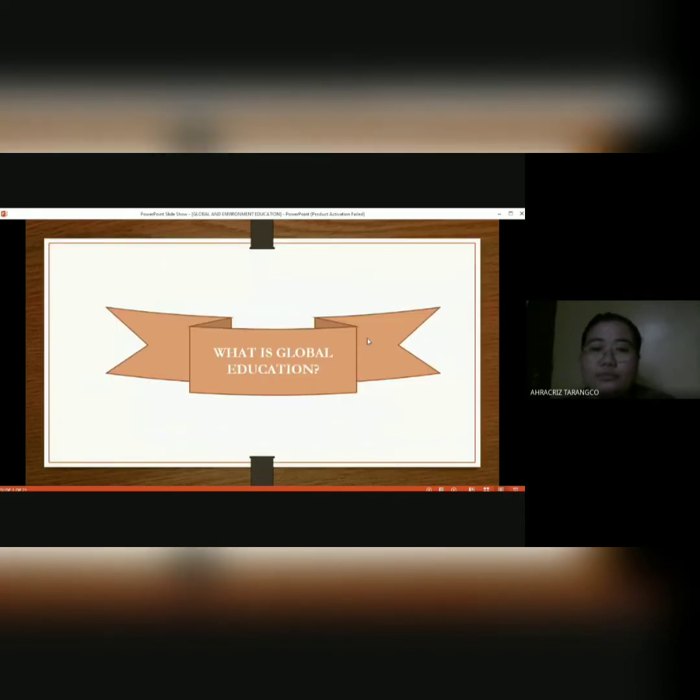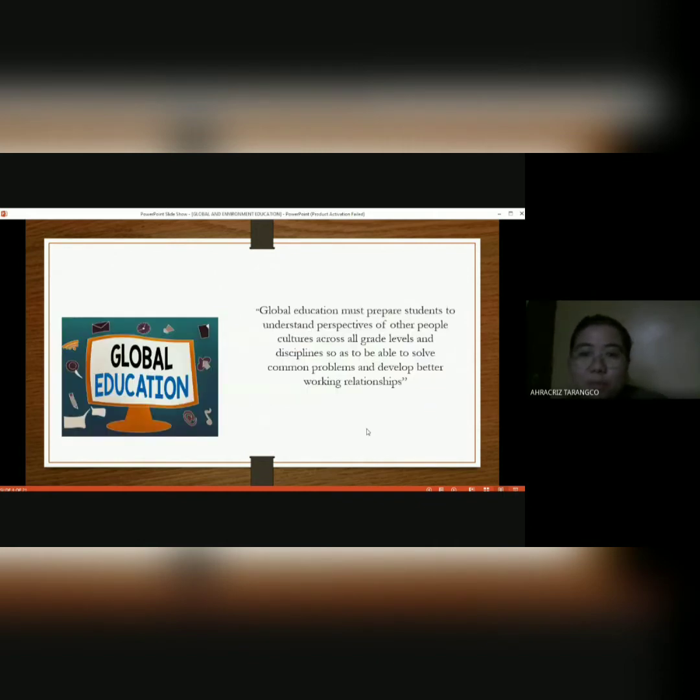Global education. What is global education? Global education is more than learning about other cultures and respecting diversity. Global education must prepare students to understand perspectives of the other cultures across all grade levels and disciplines, so as well to be able to solve common problems and to develop better relationships.